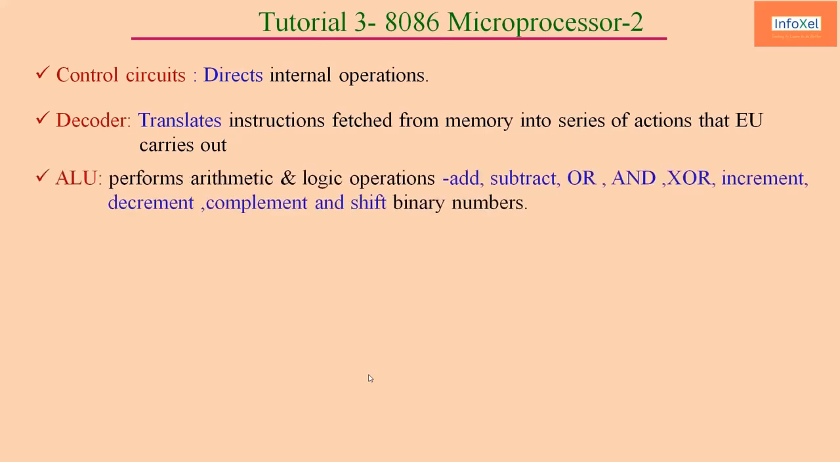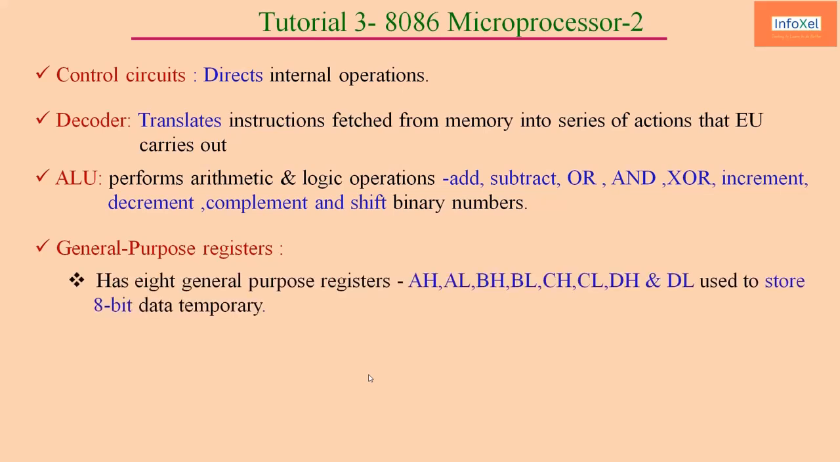Next is the ALU. It performs arithmetic and logical operations: addition, subtraction, logical OR, logical AND, logical XOR, increment operation, decrement operation, complement operation, and shifting of binary numbers. We have just mentioned a few arithmetic and logical operations as examples. Now we will see general purpose registers.